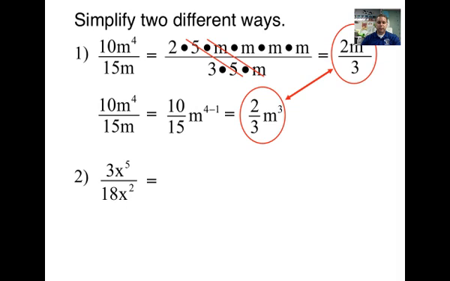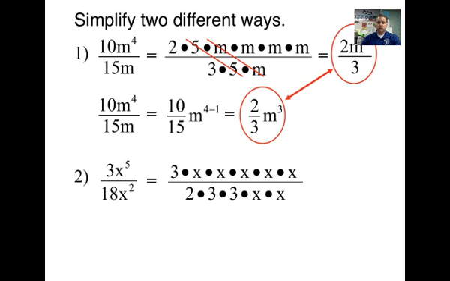Okay, hopefully you paused the video, and now we're coming back to it. First thing we could do is expand that out: 3 times x times x times x times x times x over 2 times 3 times 3 times x times x. Cross out what you have in common, the 3's, a pair of x's, and another pair of x's. That leaves us on the top x to the third, and on the bottom 2 times 3 is 6.